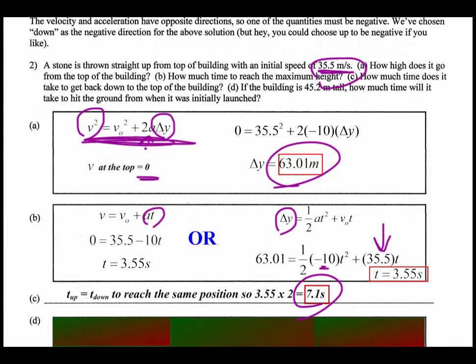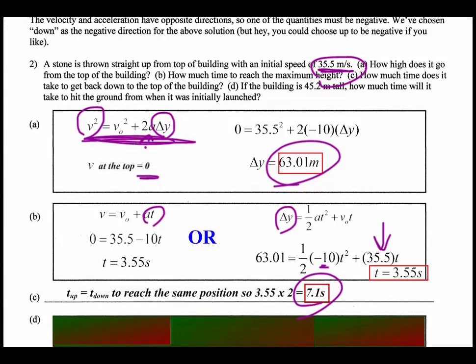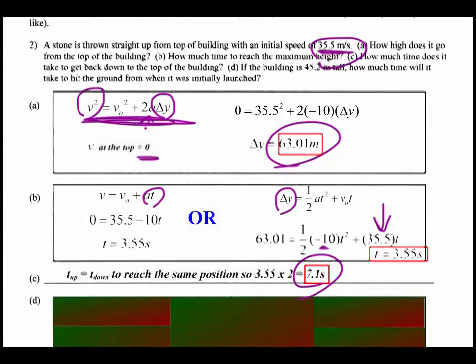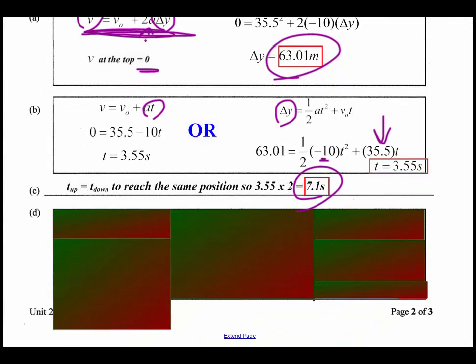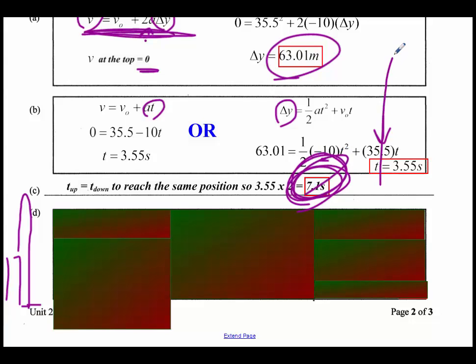Part D, if the building is 45.2 meters tall, how much time will it take to hit the ground from when it was initially launched? So realize that what we're saying here is that if this is the building and this is the ground, right, it is being thrown up and then it's coming all the way back down before it hits the ground. So that's a little different than what we were doing here, because this was going up and then it was coming down and landing at the same height that it was thrown.